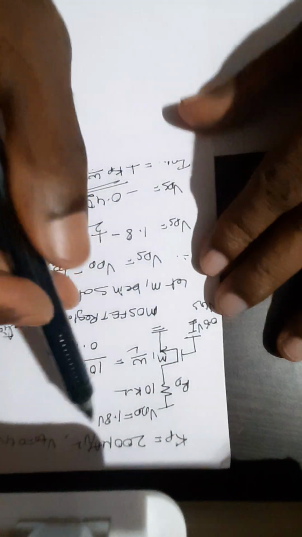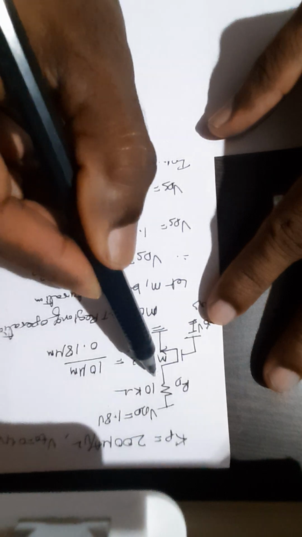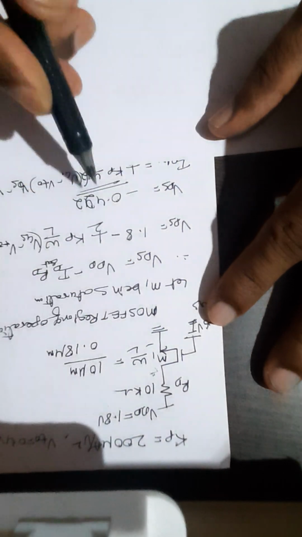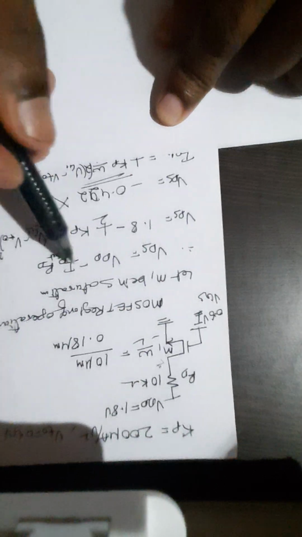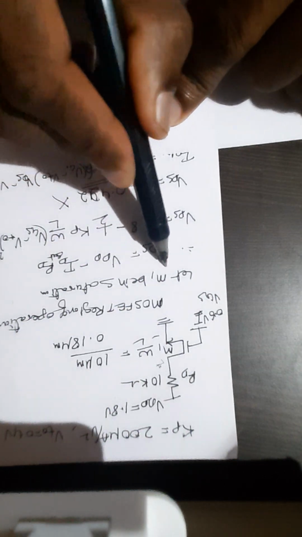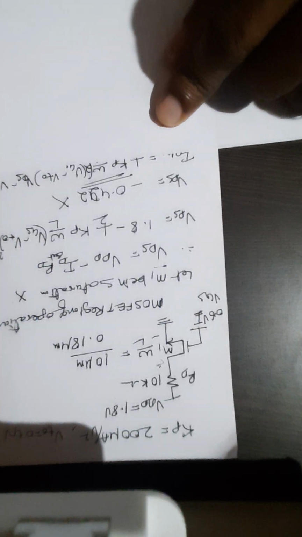So the VDS is coming out to be minus 0.4422. Since you applied a VDD of 1.8 volt, there cannot be a voltage between the drain and source which is negative. So this is not a valid answer, meaning to say the assumption of MOSFET M1 in saturation is wrong. So MOSFET is not in saturation region.